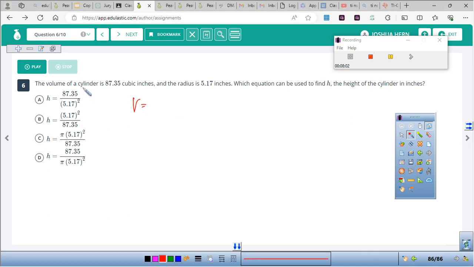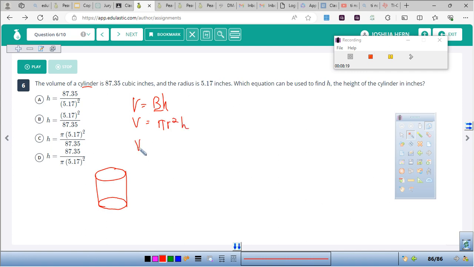Remember, volume of a cylinder is going to be volume is equal to BH. When you have a cylinder, I'm going to come down here and draw this cylinder idea. You're going to have a base as a circle. So when you talk about the area of the base, that means the area of a circle, which is pi radius squared times your height.